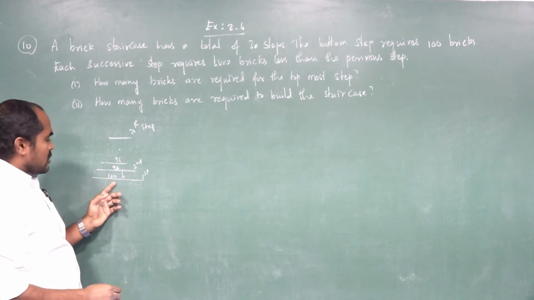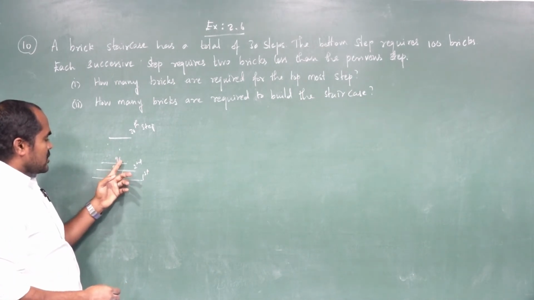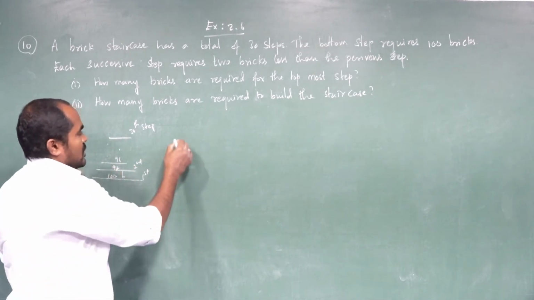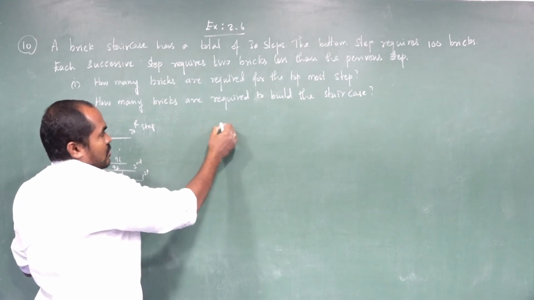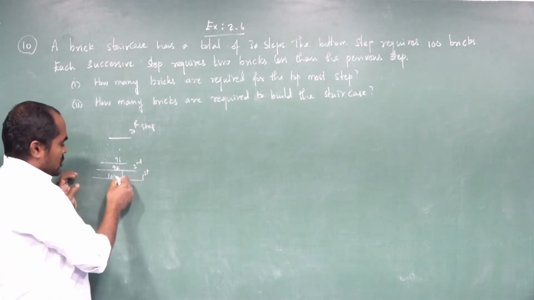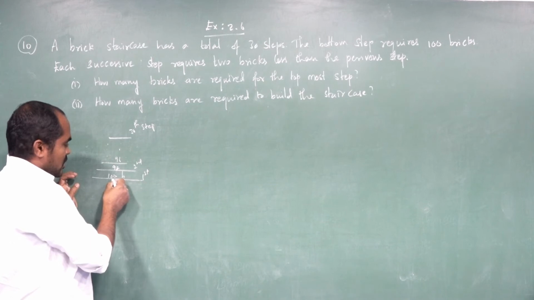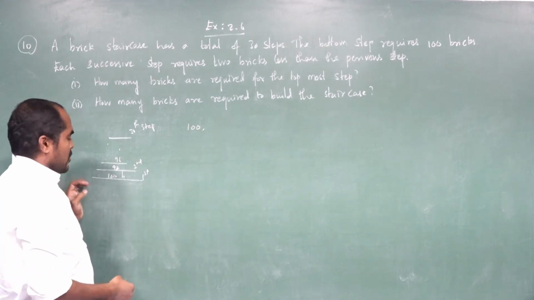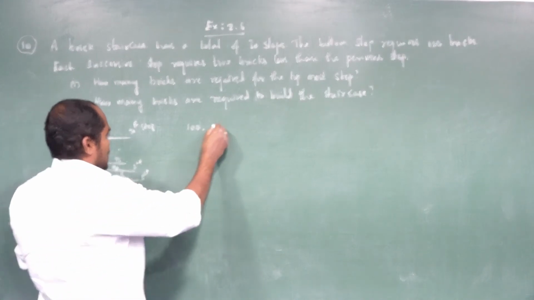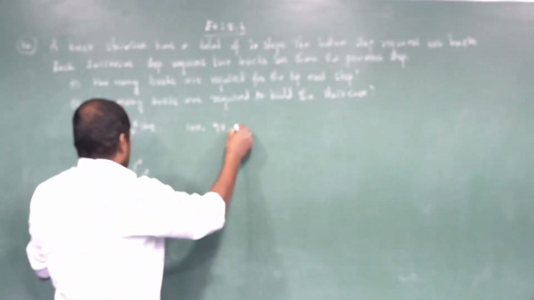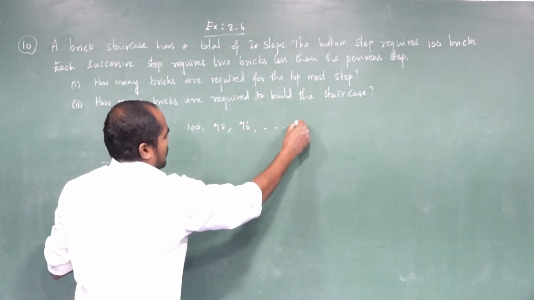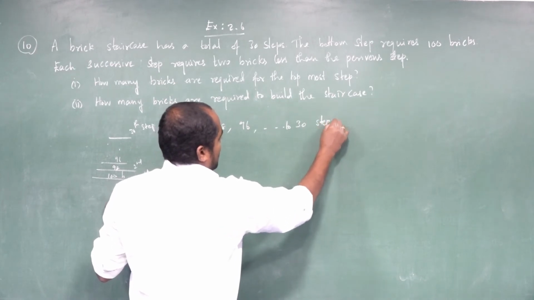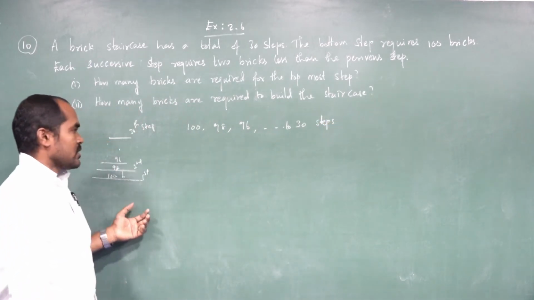Right, this sequence 100, 98, 96 forms an AP. So the number of bricks in each step forms an AP. In the first step we have 100 bricks, in the second step 98, third step 96, etc., up to 30 steps. Totally 30 steps are there.